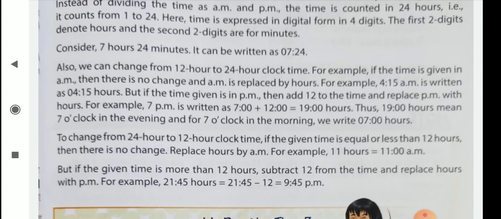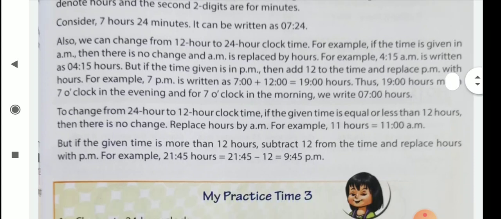But if the time is given in PM, then add 12 to the time and replace PM with hours. For example, 7 PM. If we add 7 with 12, then we get 19. So we just write 19 hours. Thus 19 hours means 7 o'clock in the evening and 7 o'clock in the morning means 7 hours. So, clear the difference?